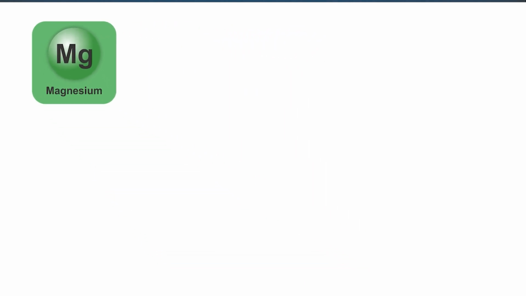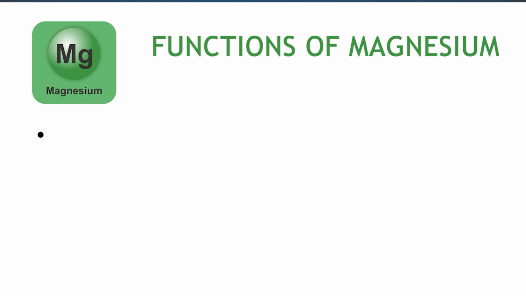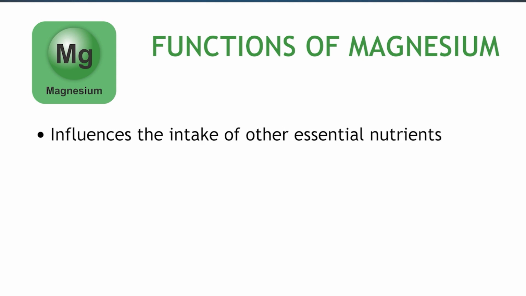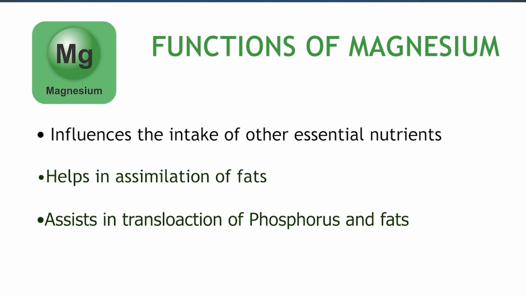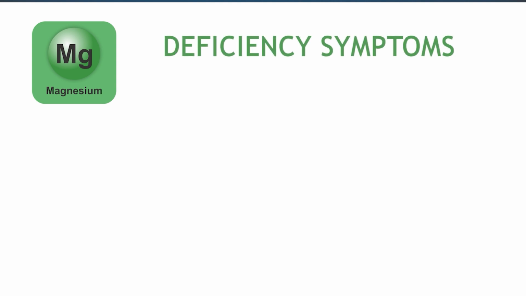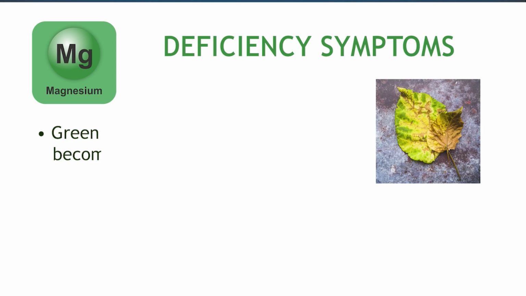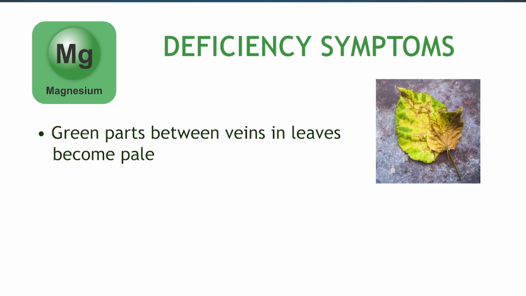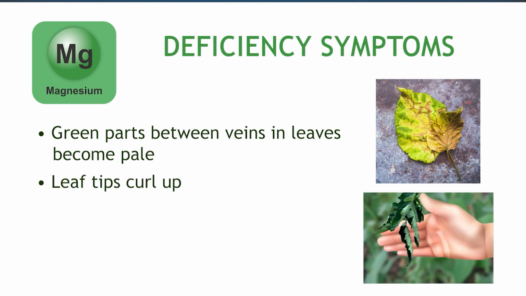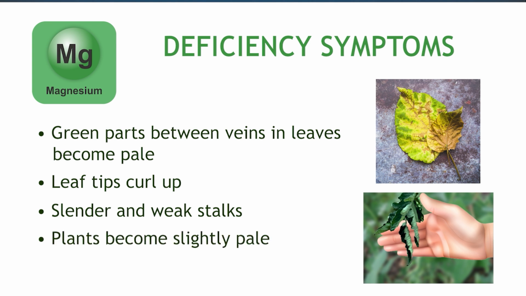Sixth, magnesium. Its functions are influences the intake of other essential nutrients, helps in assimilation of fats, assists in translocation of phosphorus and fats. Its deficiency symptoms are green parts between veins in leaves become pale, though the veins remain green. Leaf tips curl up, slender and weak stalks. Plants become slightly pale and older leaves develop.